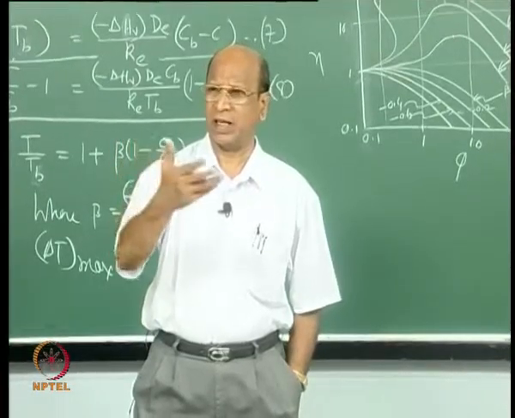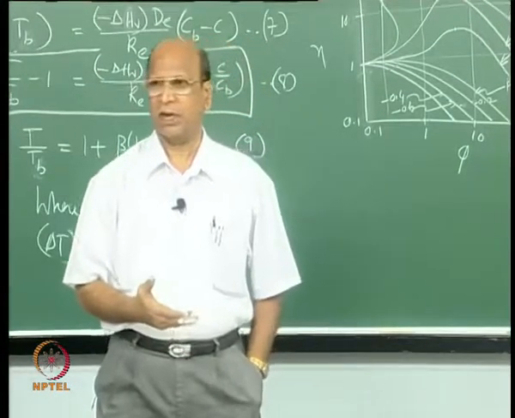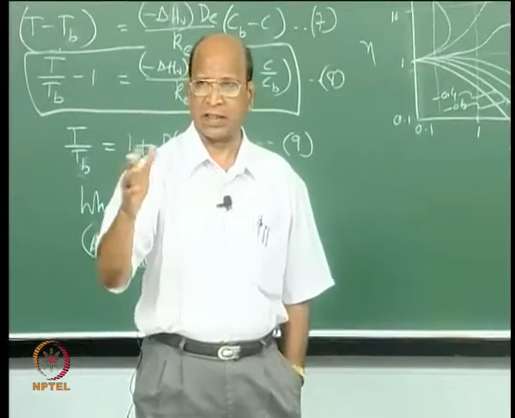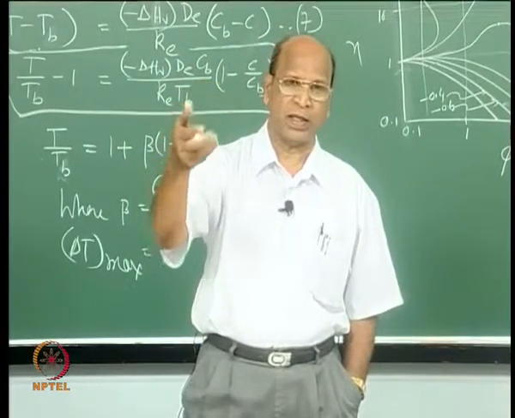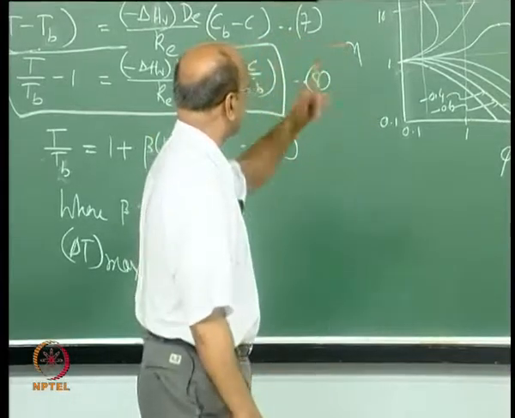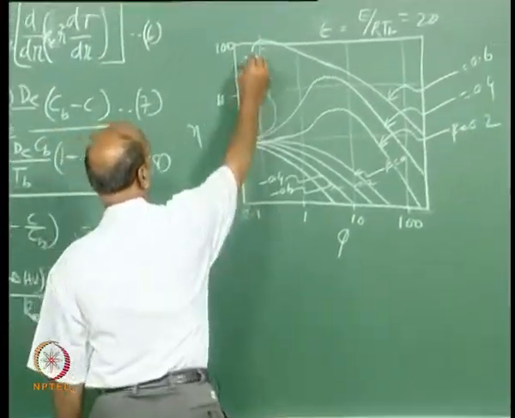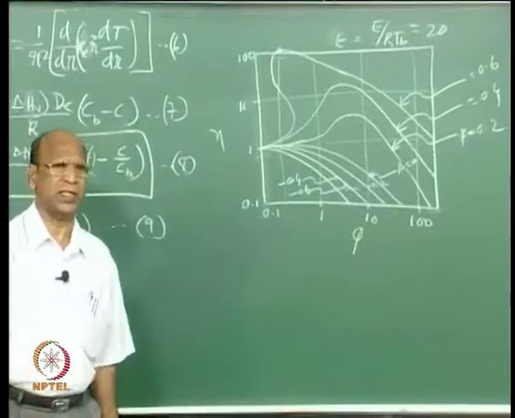Like the CSTR we have done last semester. A CSTR under certain conditions, you will have three temperatures. One will be unstable, the remaining will be stable. Even here it is exactly the same thing. This is a stable temperature. What do you mean by stable temperature?